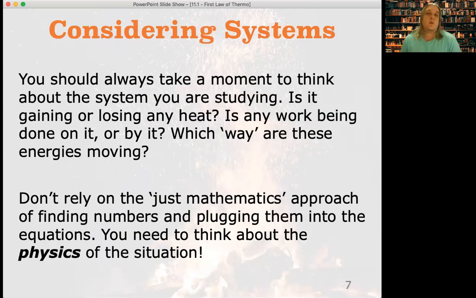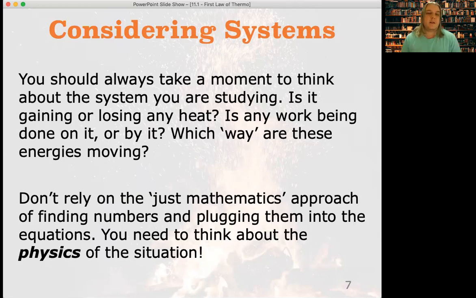Considering systems, you always want to be able to think about a system, look at it and say, what do I expect to happen? What's happening? Where's the energy flowing? Where's the work being done? What's going on here? Do not rely on the just mathematics approach. I realize this is what a lot of people are taught right throughout high school, and even in some courses at university. You just find some numbers, find the equation that has those things in it, chuck them into the equation and get a result out. And plenty of the time that will work, but plenty of the time it won't as well. And using that just mathematics approach will never be reliable in the long term.